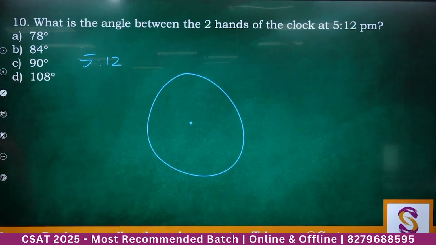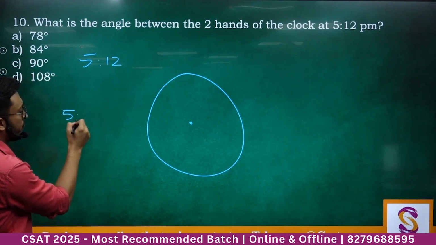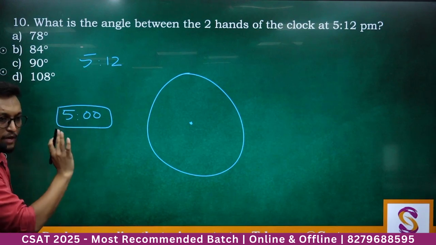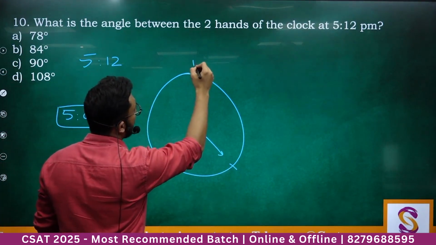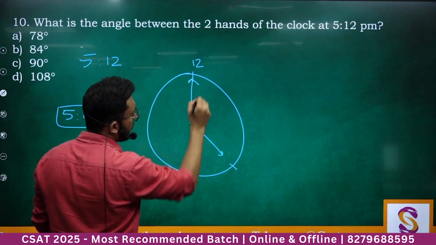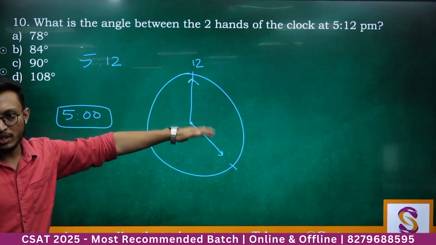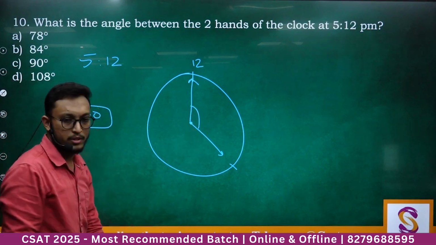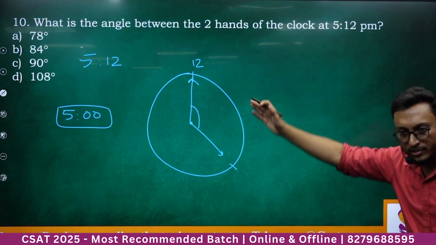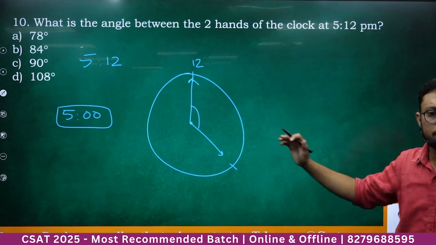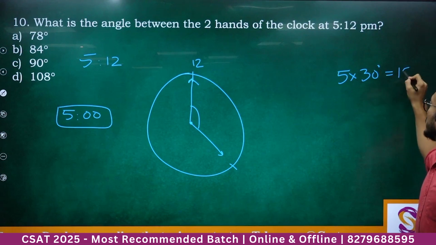Take any reference that you want to take. Here nearest to 5:12 it is 5. So I am taking 5 as the reference. So at 5 this will be my hour hand, this will be my minute hand. Fine. So the initial angle, what is this angle? Tell me. 5 sectors, each sector of 30 degrees. So 150 degrees. This is the initial angle.